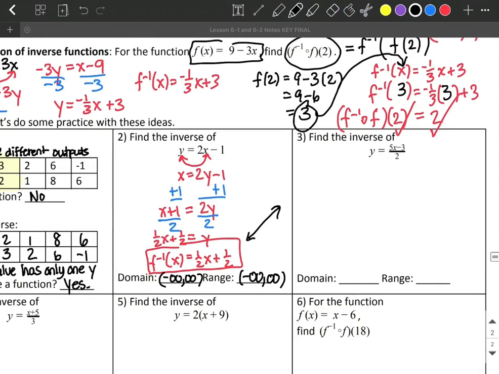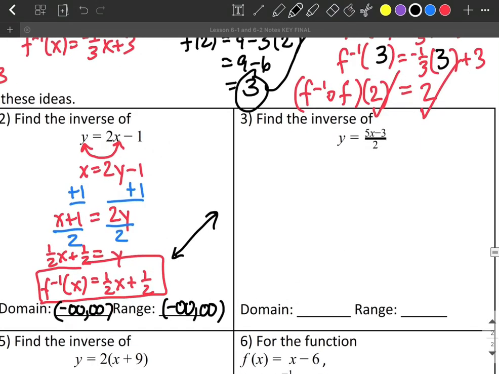Then I want to find the inverse of y is equal to (5x minus 3) over 2. So first thing I'm going to do, because I'm going to do this algebraically, is switch the x and the y. That gives me x is equal to (5y minus 3) divided by 2.